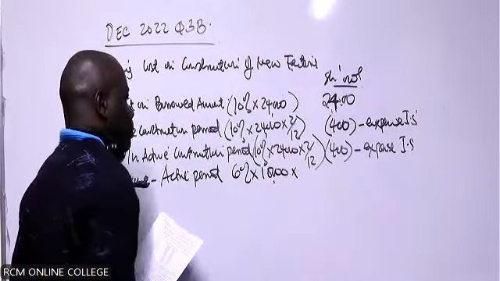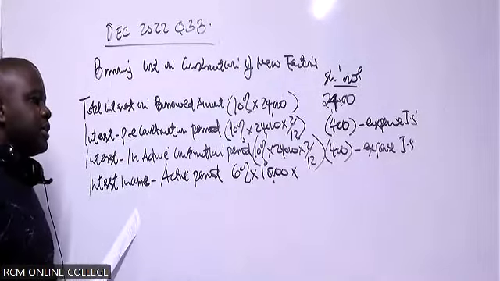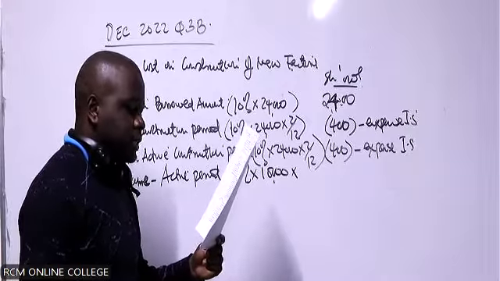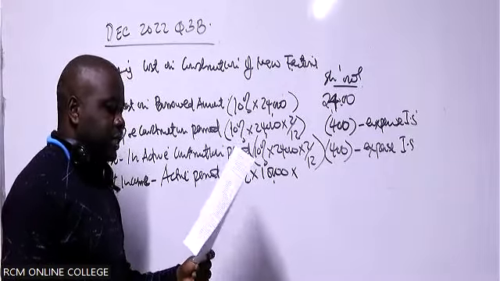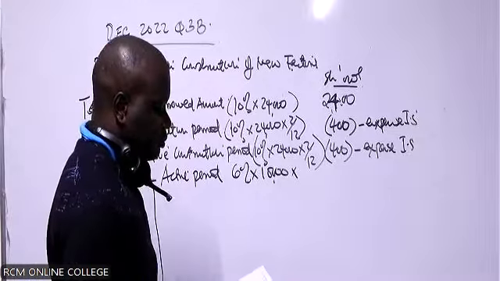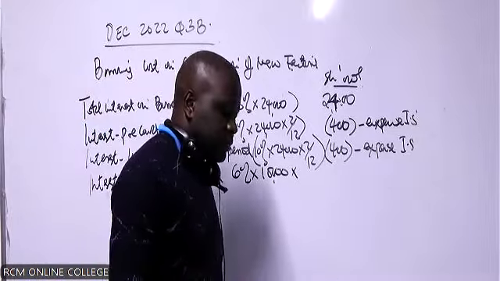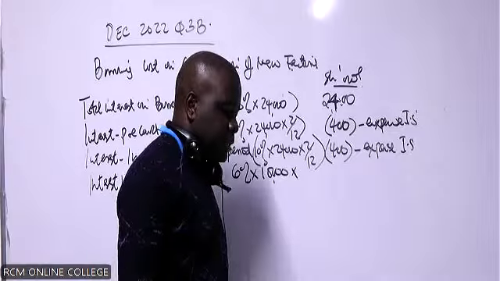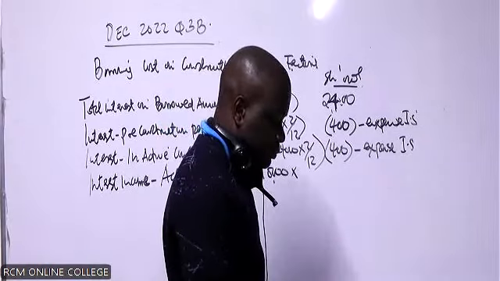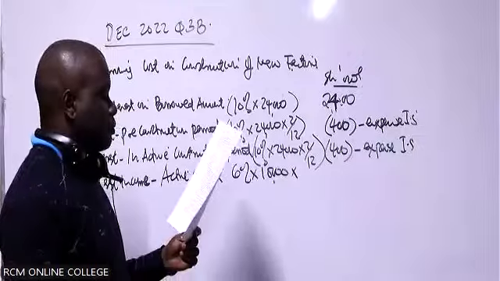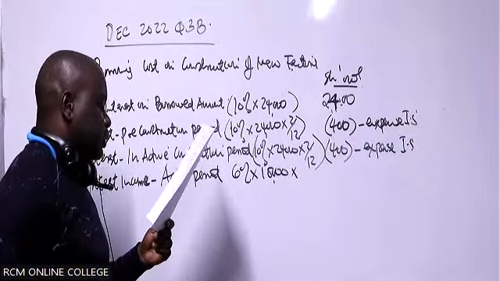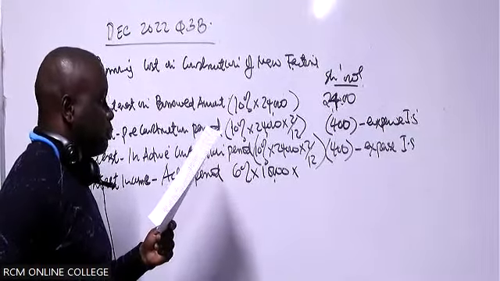times how many months? You'll say 6% times the 10 million times how many months? I can see 6, I can see 5. So which is which? So you see, you have to be very careful.